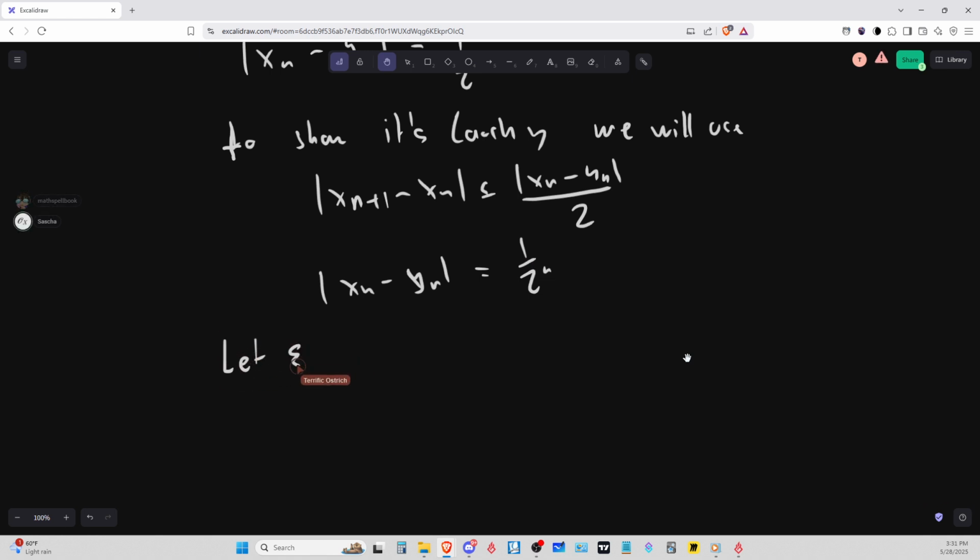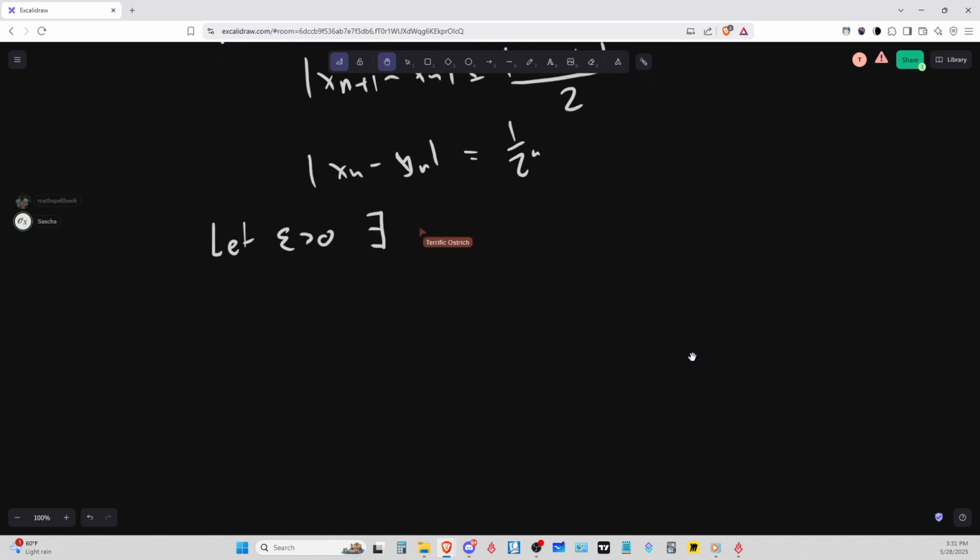So I will use: let epsilon be greater than 0. First of all, I'm going to do something which is a little bit counterintuitive, but you will see later why I do it. It's kind of a trick in the book that you have to learn. You have to see it once to understand it, but it's a very useful trick.